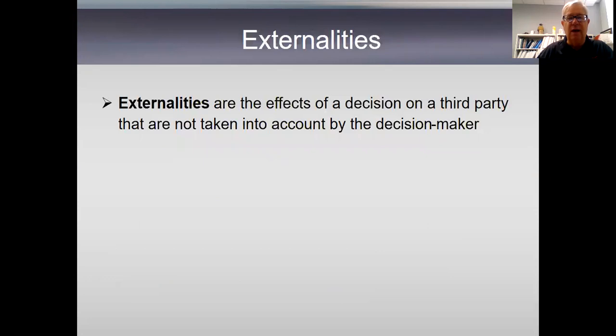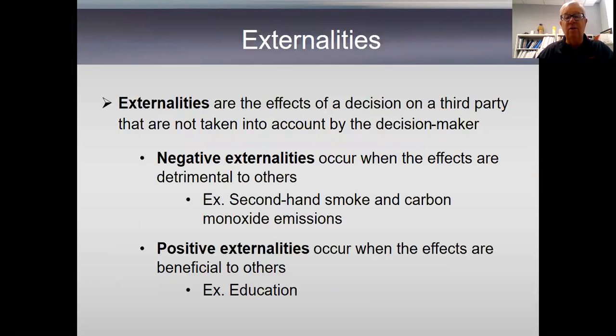So let's start with externalities. Externalities are the effects of a decision on someone not involved in the market, a third party, that the decision maker, the person or the company that makes these decisions, did not take into account. Negative externalities occur when the effects are detrimental. Positive externalities occur when the effects are beneficial.